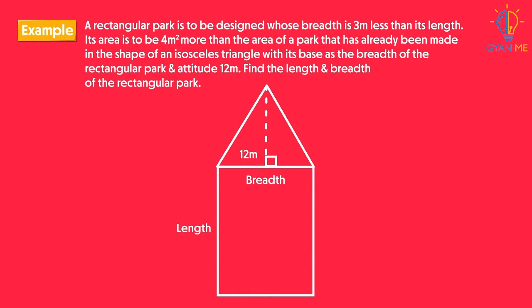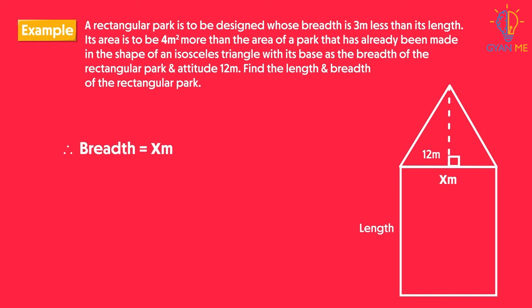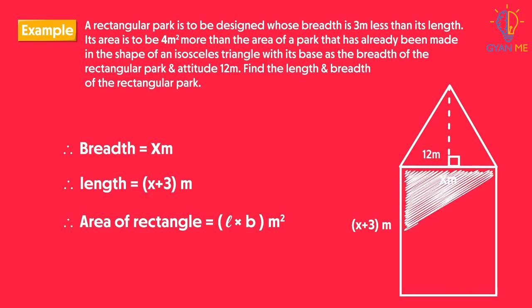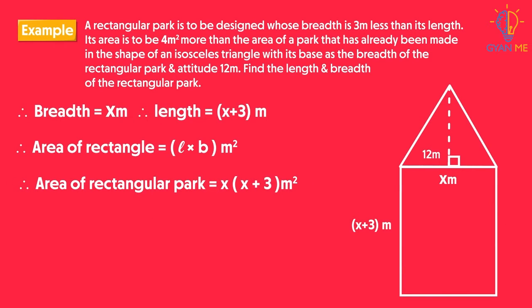So students, here we are asked to find out the length and breadth of the newly designed rectangular park. So for that, let us assume the breadth of the park is x meter. And since we are given that the breadth of the park is 3 meters less than its length, or we can say length is 3 meters more than the breadth, therefore the length of the park will be x plus 3 meters. We know that the area of a rectangle is l into b meter square. Therefore the area of the rectangular park is x into bracket x plus 3, which is x square plus 3x meter square.